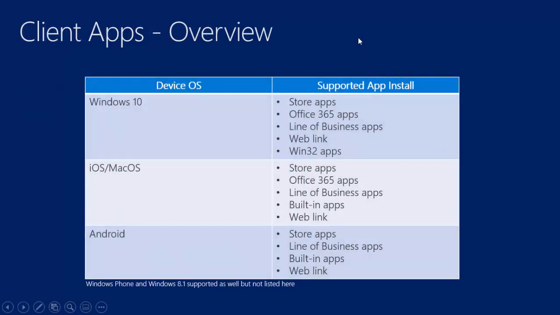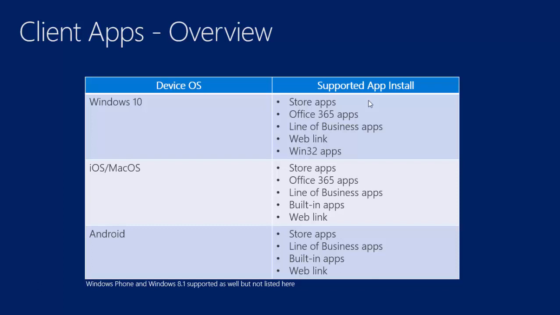So here's an overview of client apps. I might have missed something in this list, hope not, but certainly what I didn't include in this list are Windows Phone and Windows 8.1. Those are supported, but they're not widely used anymore, so not really including them here. Right? Windows 10, we can handle deploying. Intune handles deploying store apps, deploying Office 365 apps, deploying line of business apps, if you will, web links, and even Win32 apps, as we'll talk about further in the series.